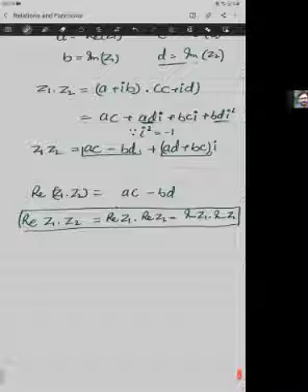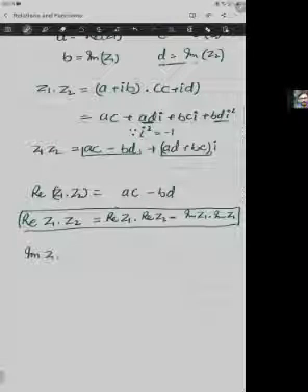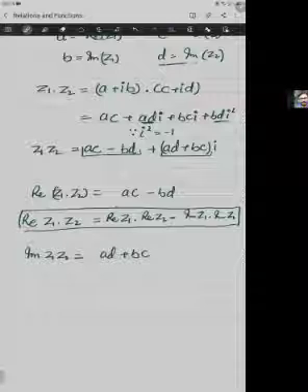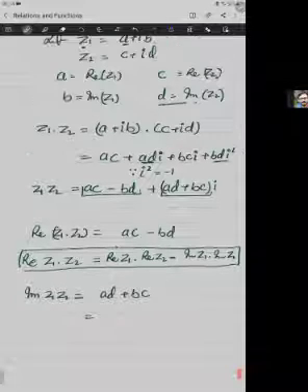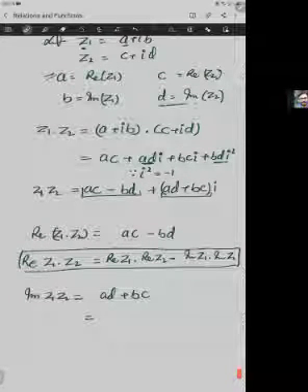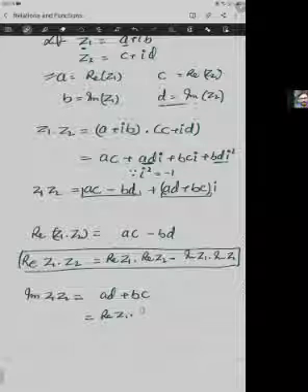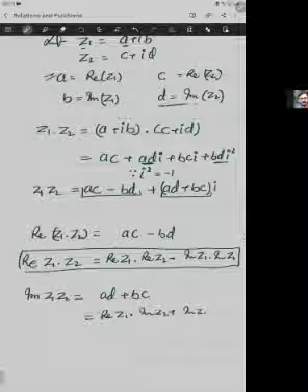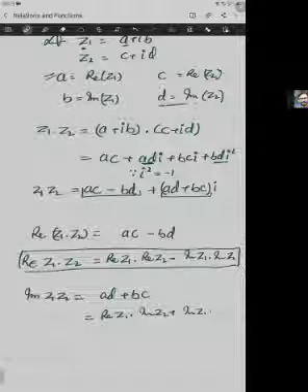If they are saying find the imaginary part of Z1 Z2, then it will be AD plus BC. A is what? Looking at this, real Z1. D is what? Imaginary Z2. Plus B is what? Imaginary Z1 into C is what? Real Z2.